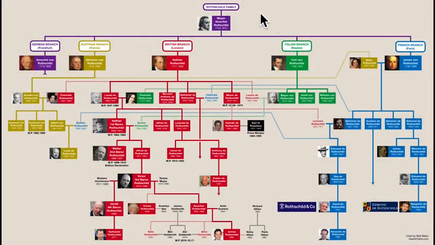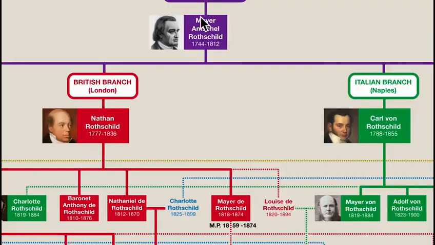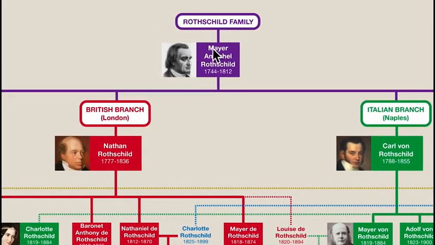So first of all, the name Rothschild comes from the German for red shield. It's a reference to the fact that the family originally used a red shield as an identifying mark on their house. Their story begins in Germany with this individual here, Meyer Amschel Rothschild, who was initially a dealer in rare coins and an apprentice banker.